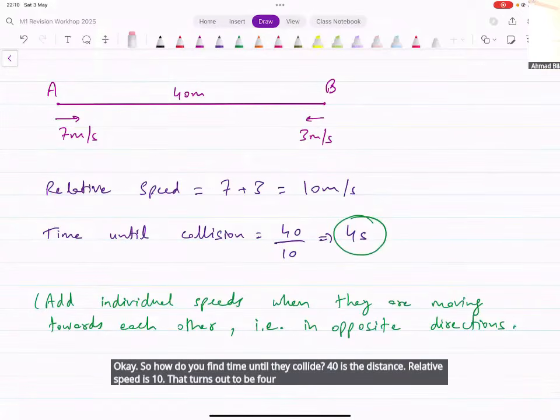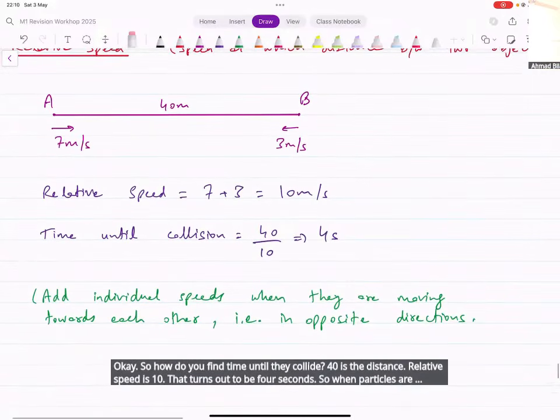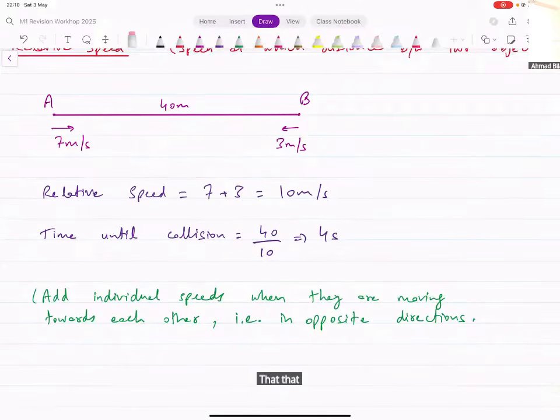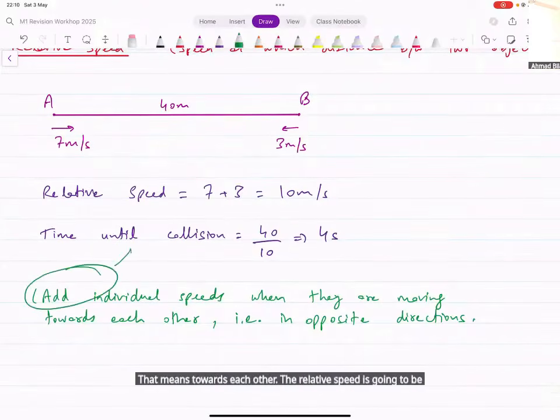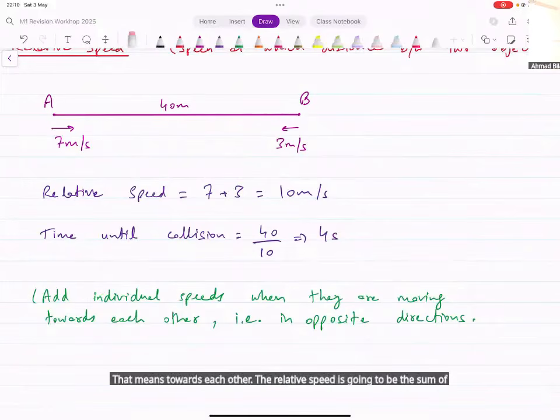So when particles are moving in opposite directions, that means towards each other, the relative speed is going to be the sum of their individual speeds. We add them up together like this.